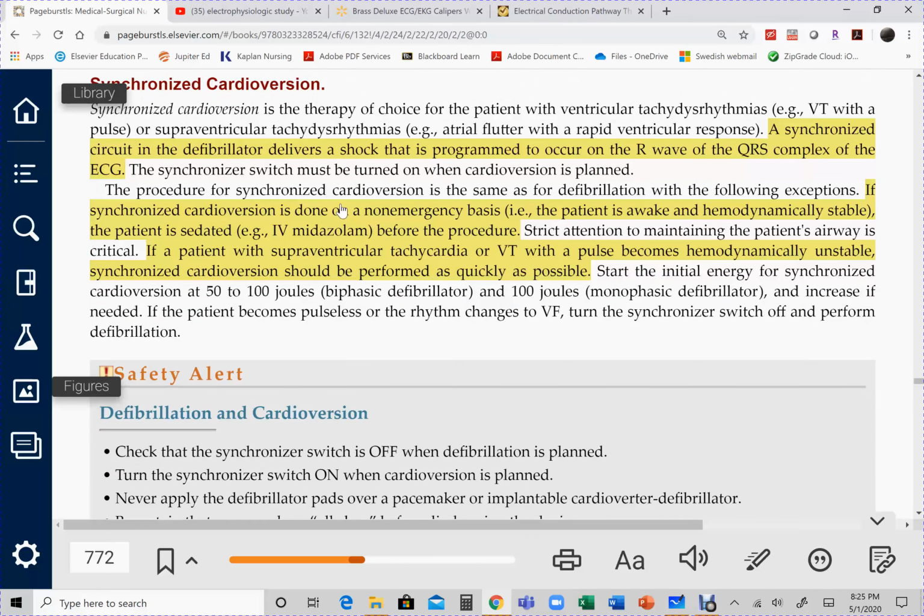However, because this is also used for SVT or V-Tach with a pulse, if they don't respond to pharmacologic treatment, then we have no time for sedation, so it has to be done quickly.